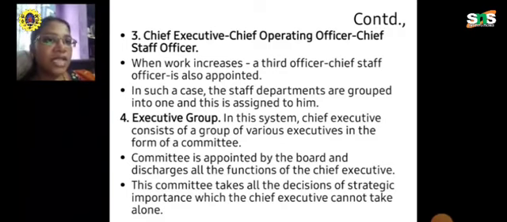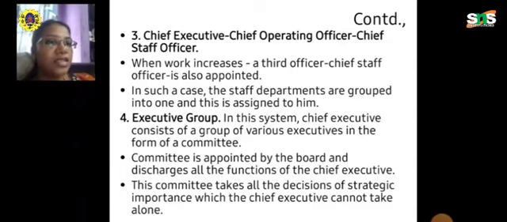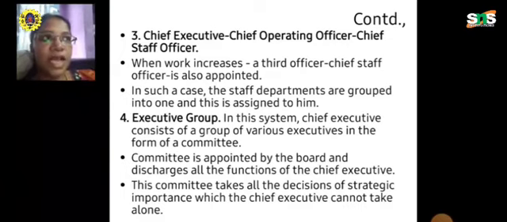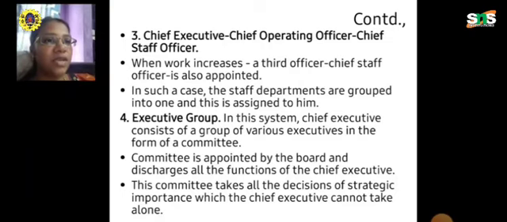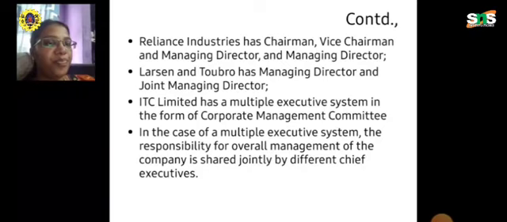And last comes the executive group, where there are multiple chief executives. The executive group in this system consists of various executives in the form of a committee. This committee is appointed by the board and discharges all the functions of the chief executive. This committee takes all the decisions of strategic importance which the chief executive cannot take alone.